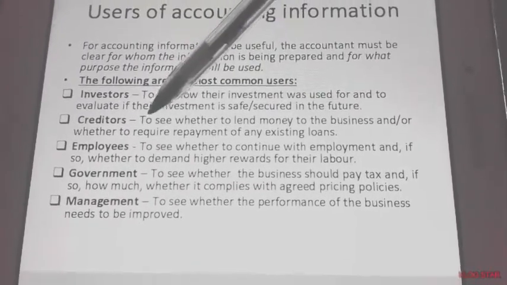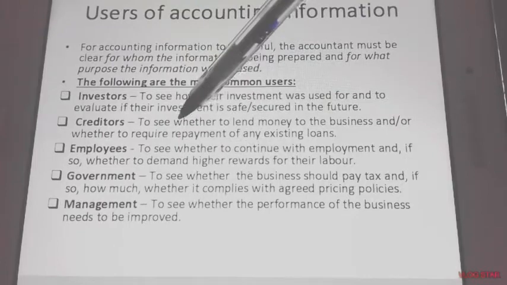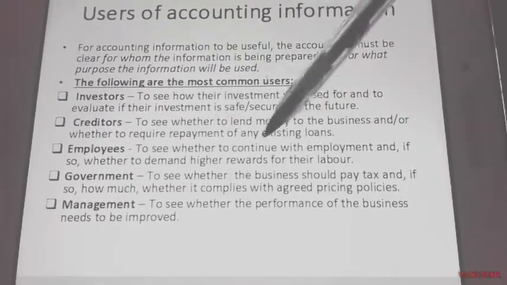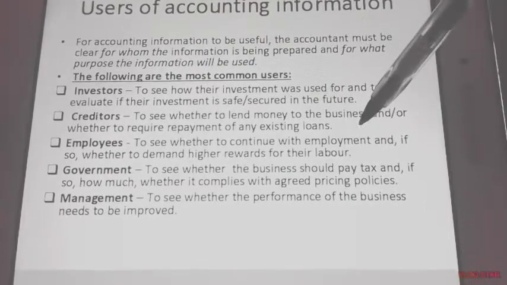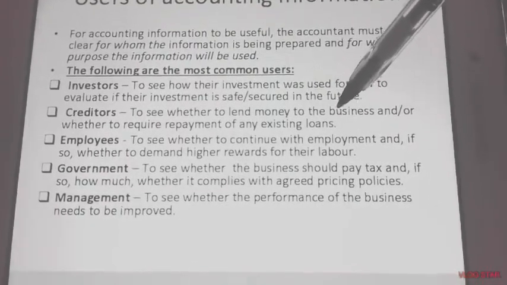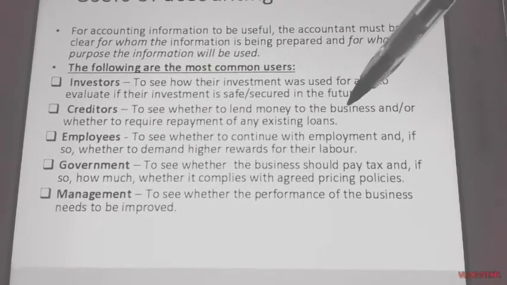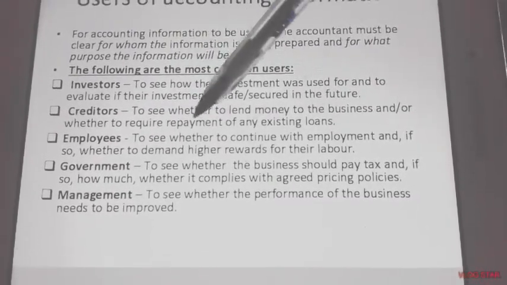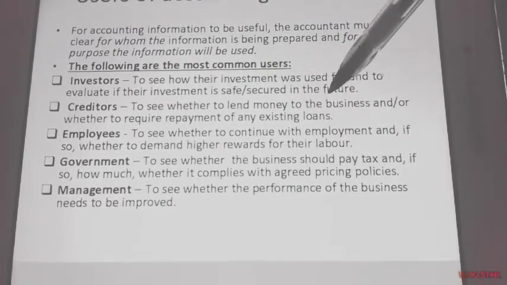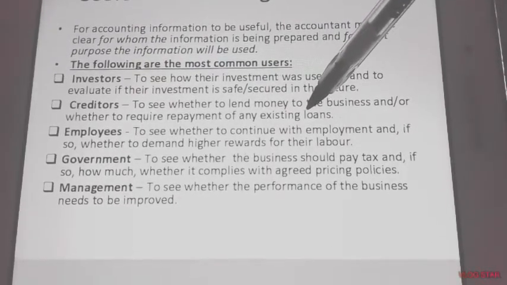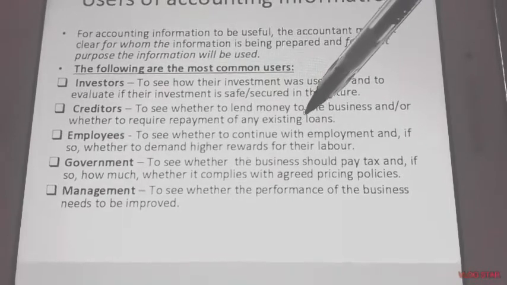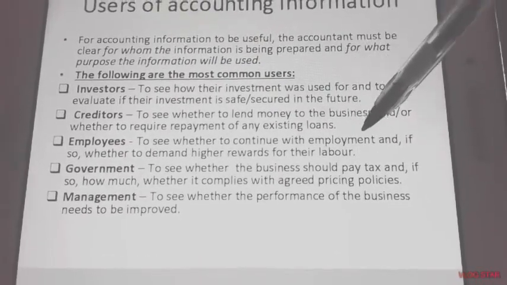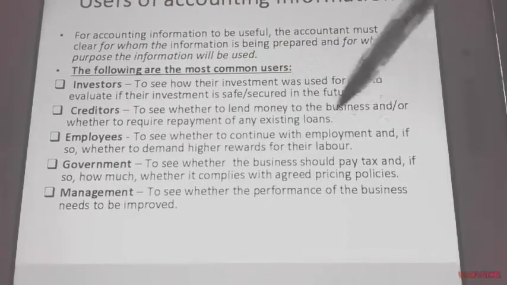And again, we have employees. So the employees need to see this information in the financial statements to see whether to continue with their employment. So they need to see whether their employment is secured in the future. And also they will need to see whether to demand higher rewards for their labor. So before the employees demand an increase in their wages or salaries, they need to see how the business is performing before they do that.